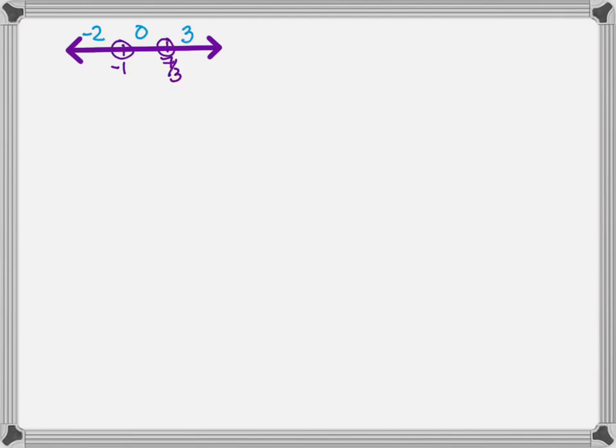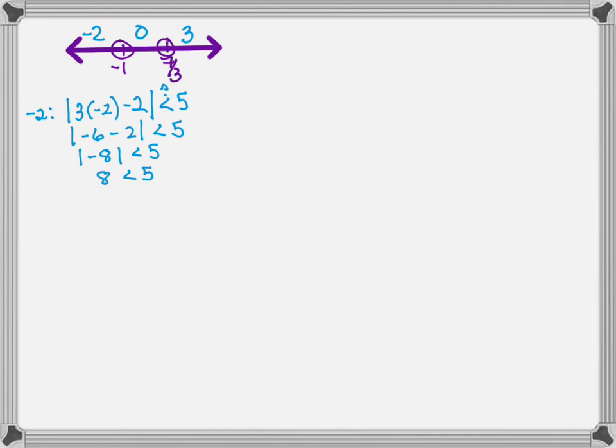Okay, so this is where we left off. Let's test first our negative 2 in our original. So the absolute value of 3 times the negative 2 that we're substituting in, that was our test value, minus 2, is that less than 5? So the absolute value of 3 times negative 2 is negative 6, minus 2, is that less than 5? The absolute value of negative 6 minus 2 is negative 8, is that less than 5? The absolute value of negative 8 is 8, 8 less than 5, that is false. So I will write false on that interval.